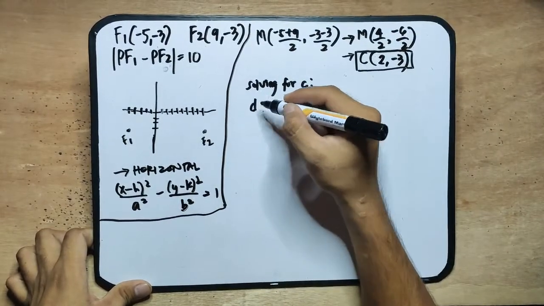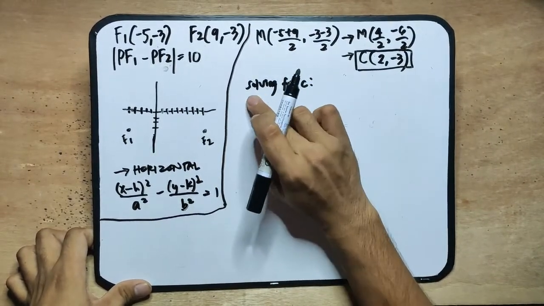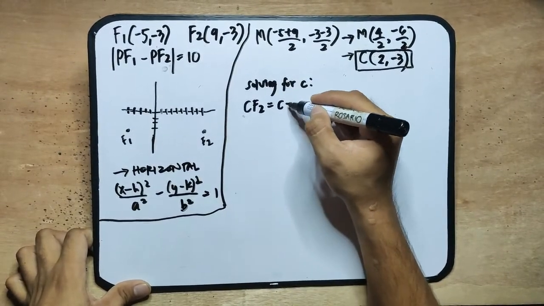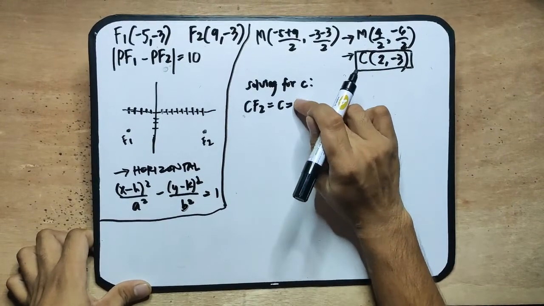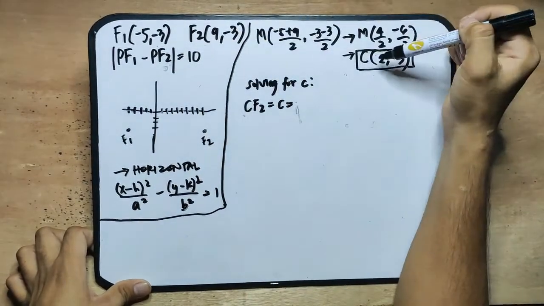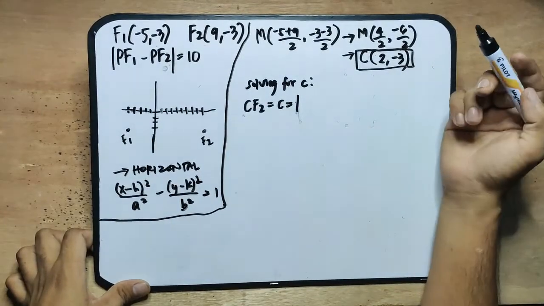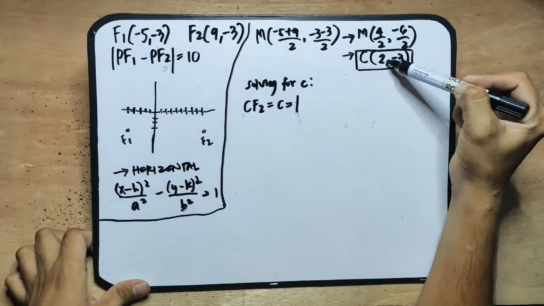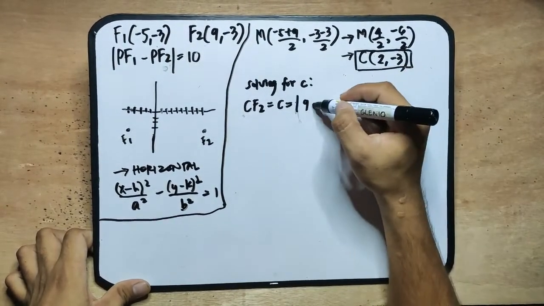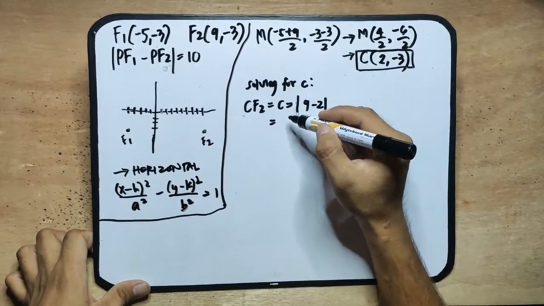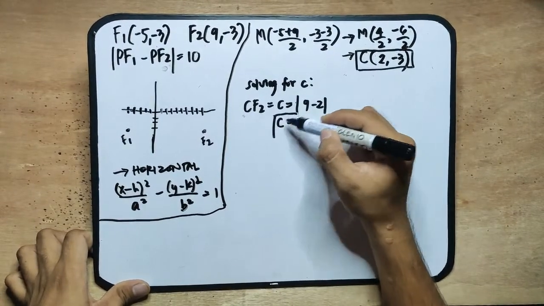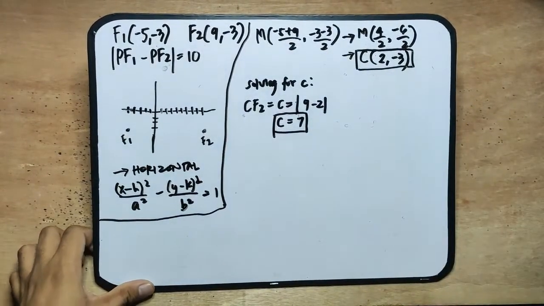Okay, so the distance between, let's say, the distance between center and F sub 2, or our C, is equal to, since nasa horizontal line silang tatlo, nasa horizontal line si F sub 2 at si center, we just obtain the absolute value of the difference between 9 and 2, since magkapareho naman sila ng y coordinates. Okay, so we have 9 minus 2. So, this will be 9 minus 2 is 7. So, therefore, the value of C here is 7.